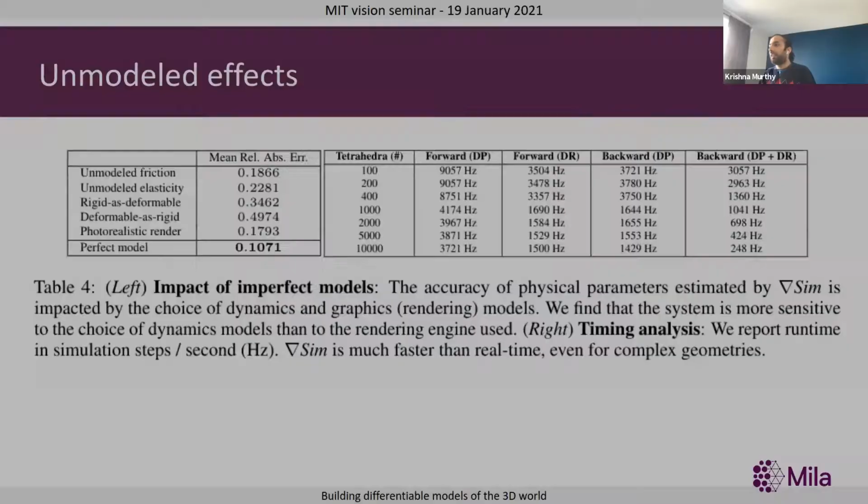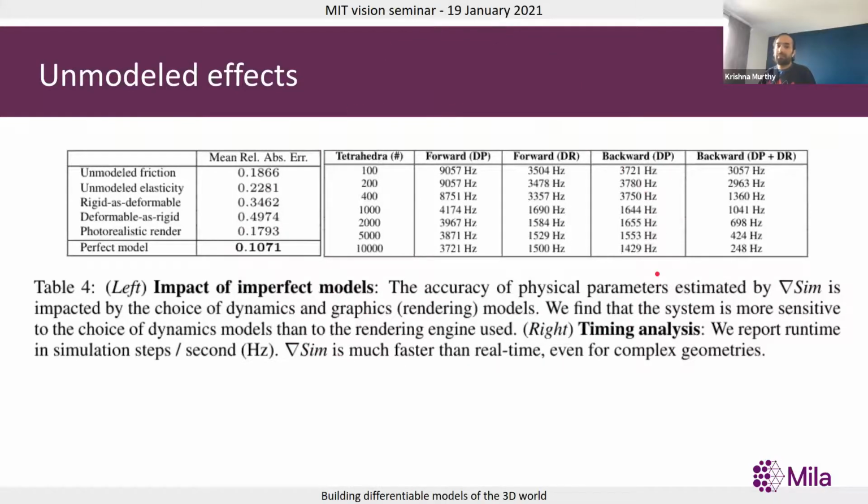We also did an analysis of imperfect models. What would happen if friction were not modeled, or if your object is actually rigid but you model it as a deformable object, and so on. We had a few interesting comparisons there. I'll skip this for now, but I encourage you to take a look at the paper.